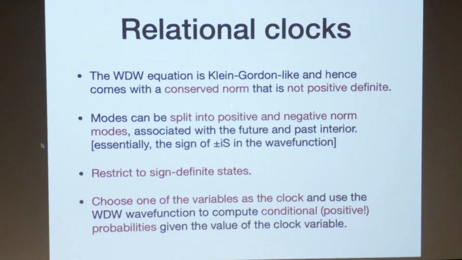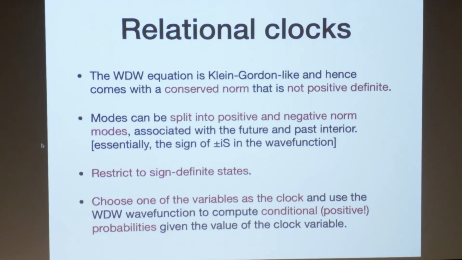Traditionally, it's natural to associate these different signs with the future interior and the past interior. So in cosmology, that's like an expanding universe and a contracting universe. And so then you can just project onto the subspace of states that have a definite sign under this inner product. Okay, we'll see what this means in a second. So you restrict to sign-definite states, then you have an inner product, and crucially, it's conserved.